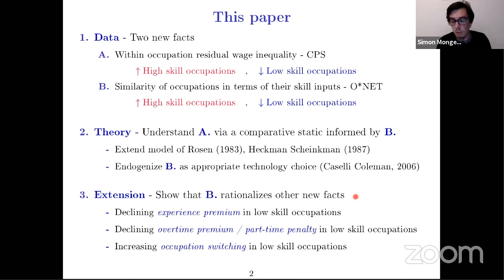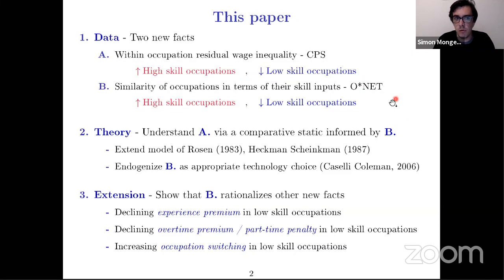Also, workers in low skill occupations are bouncing around occupations more frequently. We can rationalize these facts within this framework as well. So that's what we're going to do. I'm going to go through these facts relatively quickly and then spend most of the time on the theory.